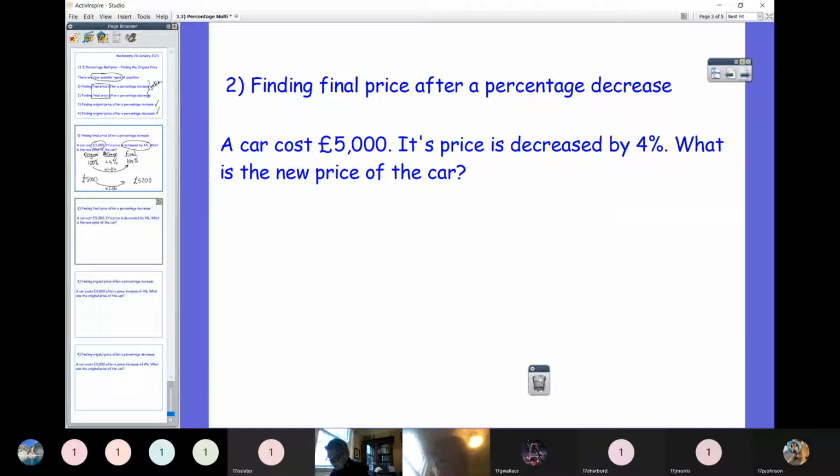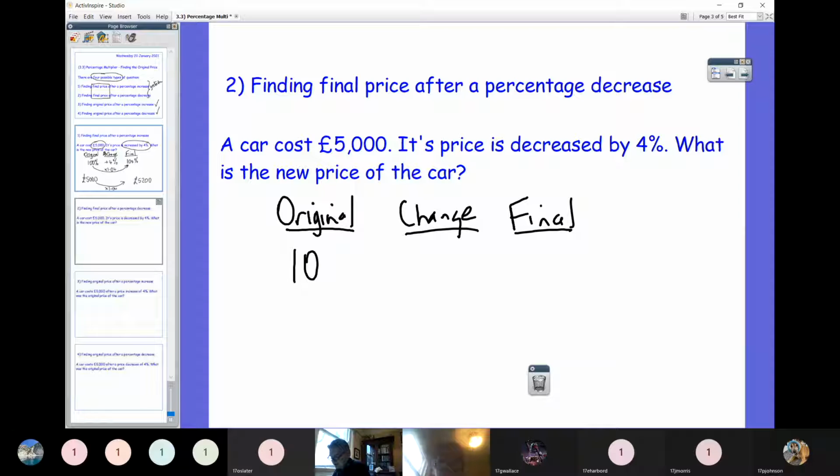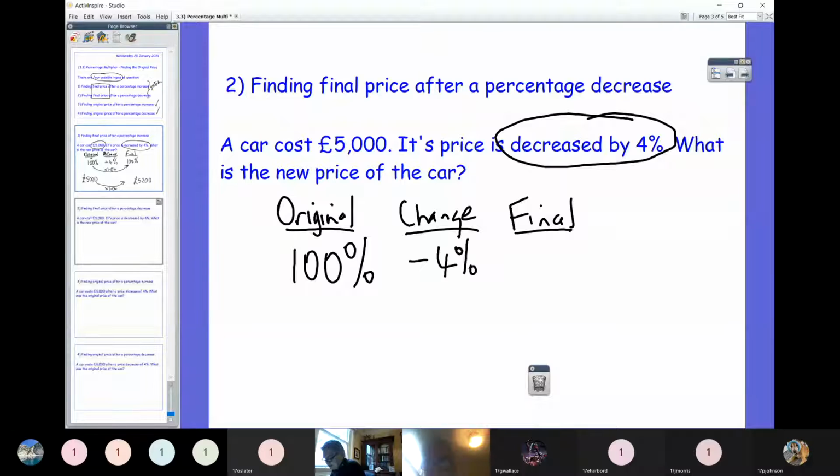Again, get into the habit: have an original column, the change column, and the final column, and always put 100 in the original. It doesn't matter what type of question, always put 100 in the original. The price is decreased by 4%, so we're taking off 4%. 100 take away 4% is 96%. How do you work out that multiplier? If you're going left to right, it's always being multiplied. You would do 96 divided by 100, and that would give you a multiplier of 0.96.